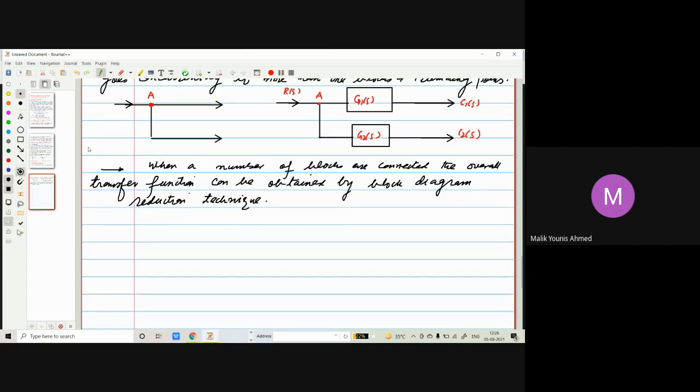We will see what are the different rules. Now let's say next is important. What are the rules we'll follow when we are using this block diagram reduction technique? How can we reduce the number of block diagrams into one transfer function? So let's see what are the rules. So next is rules for block diagram reduction technique. So let's see what are the rules we have.